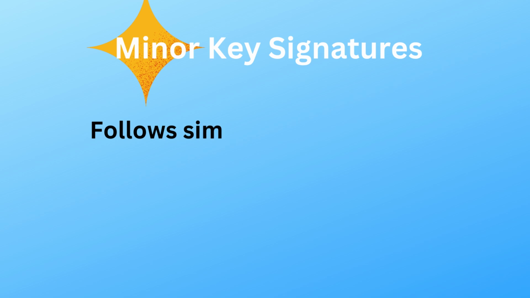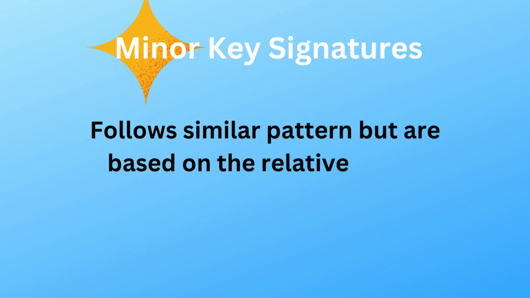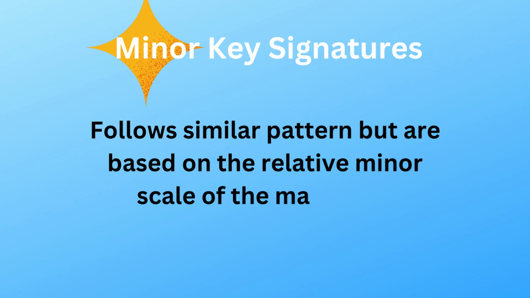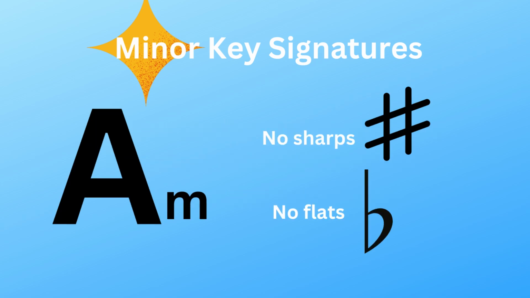Minor key signatures. Minor key signatures follow a similar pattern but are based on the relative minor scale of the major key. For example, the relative minor of C major is A minor and has no sharps or flats in its key signature.